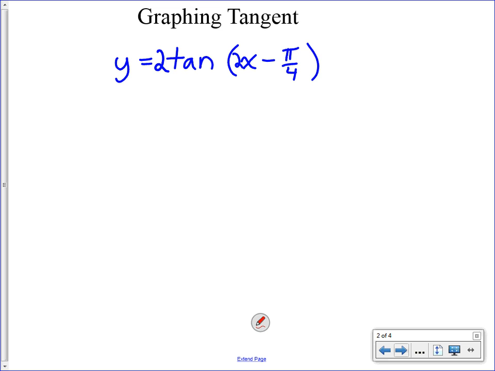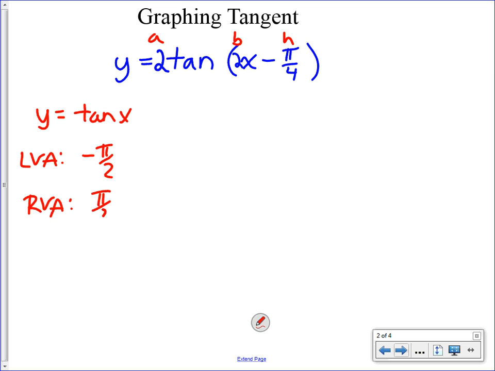Okay, so if we were to label 2 as our A, the 2 inside the parentheses is B, pi over 4 is H, and then the K is 0 in this case. So because it's all about the vertical asymptotes, remember that for tangent of x, our parent function, the left VA is at negative pi over 2, and the right VA is at pi over 2.